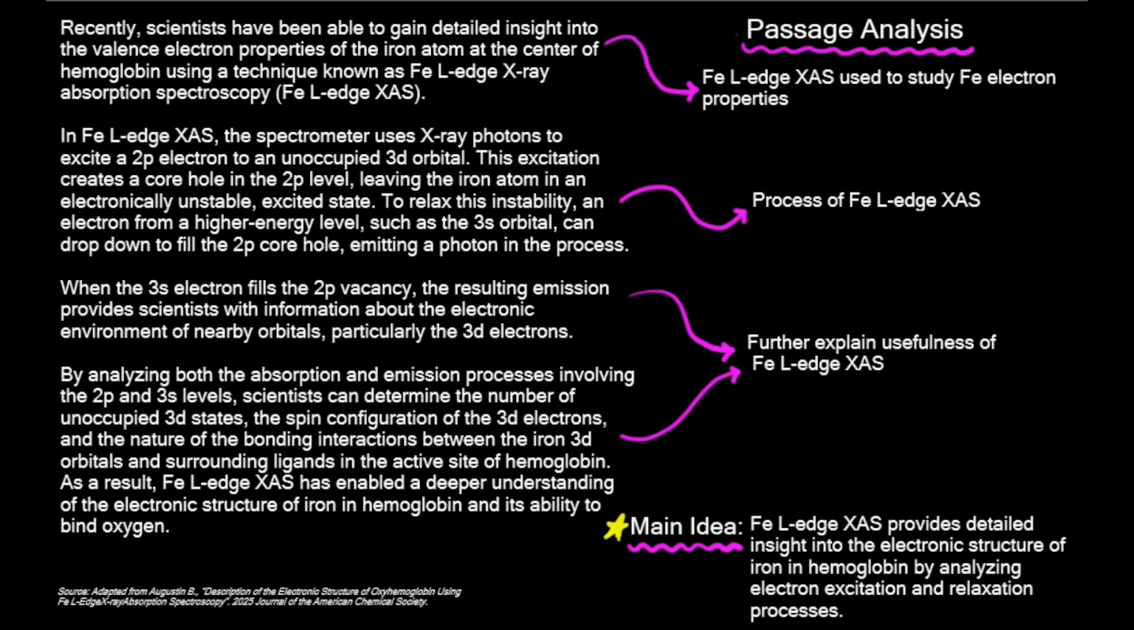The next two paragraphs provide information about the usefulness of the absorption and emission processes and explain how these processes help scientists gain insight into the electronic structure of iron. The main idea of the passage is the FELH-XAS provides detailed insight into the electronic structure of iron in hemoglobin by analyzing electron excitation and relaxation processes. Let's move on to the questions now.